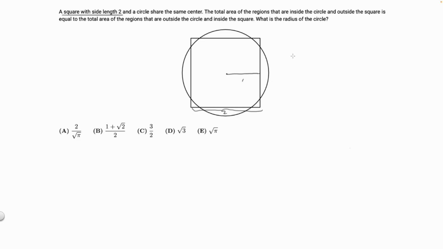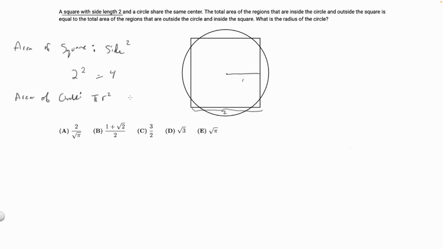So the area of the square is going to be side squared, and we know that the side was 2, so it's going to be 2 squared equals 4. The area of the square is going to be 4, and the area of the circle, which we know from the formula is pi r squared, we have a radius that we don't know.